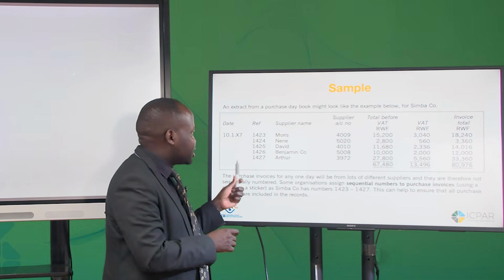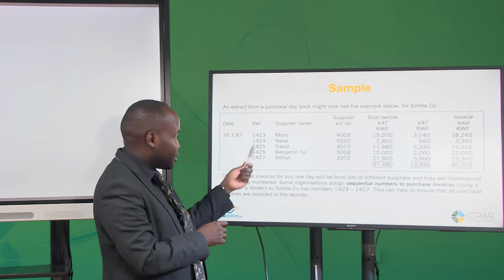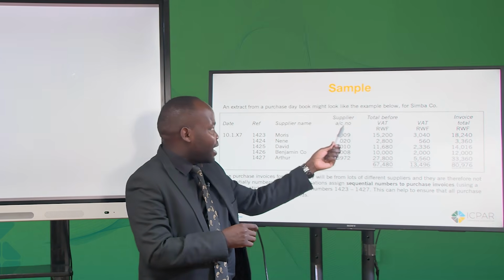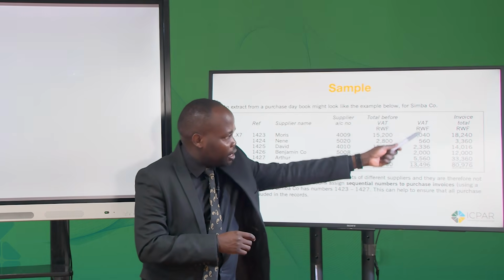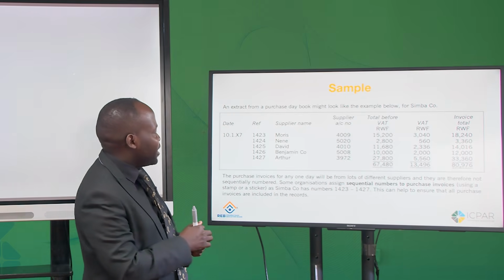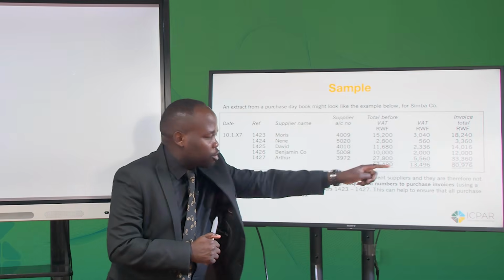So there should be a date, there should be a supplier name, of course the reference number must be there, supplier account number, total before VAT, and the gross amount after VAT. And then, of course, you will get the totals.